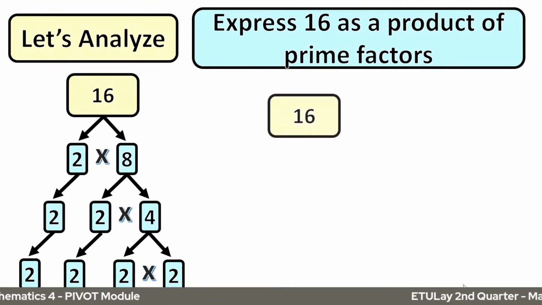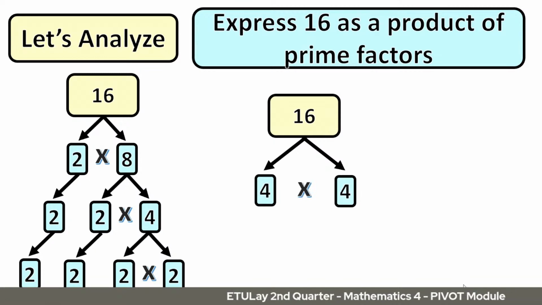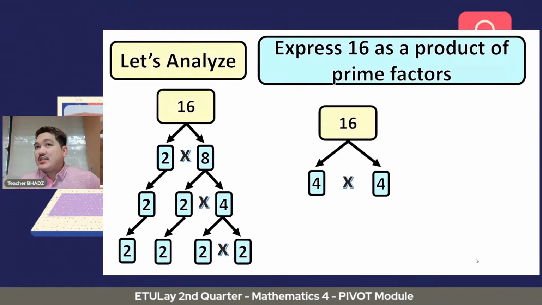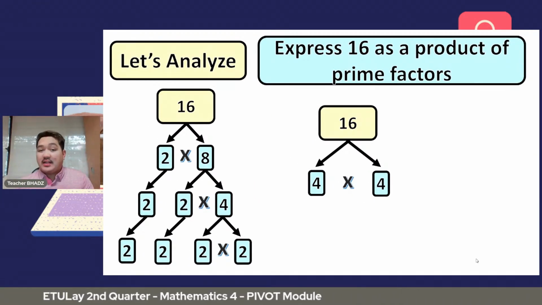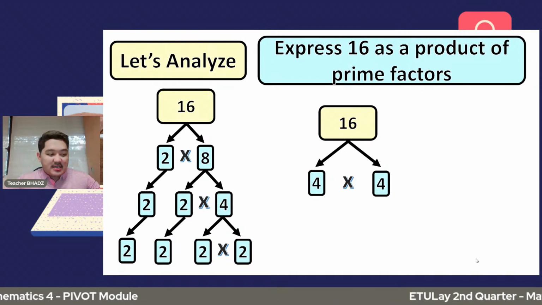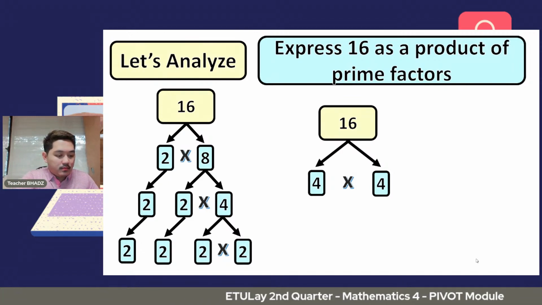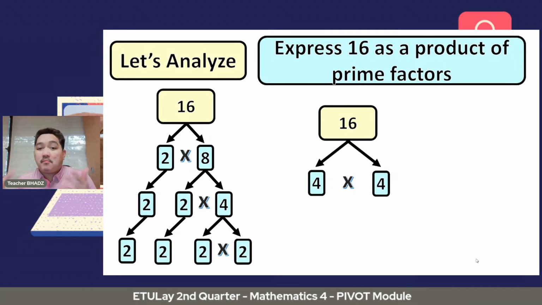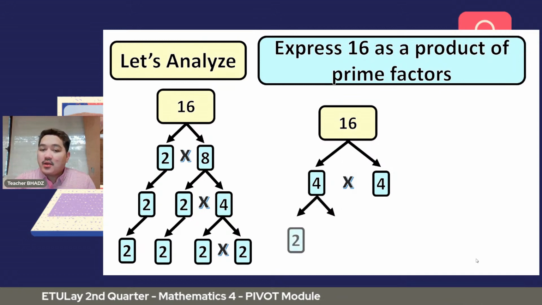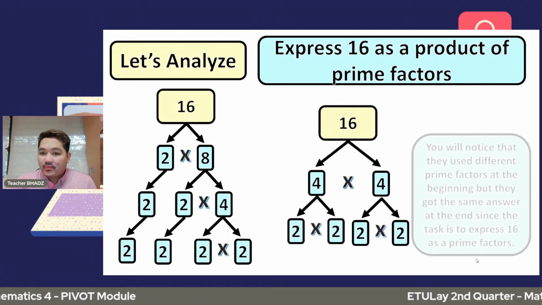We can also do it this way. So 16, meron dalawa 4 and 4. But basically, dahil na prime factors, dapat puro prime numbers ang gagamitin natin. Pwede rin naman siya, kasi at the end of the process, lahat yan magiging prime. So the same thing, 2, we have 2 times 2.